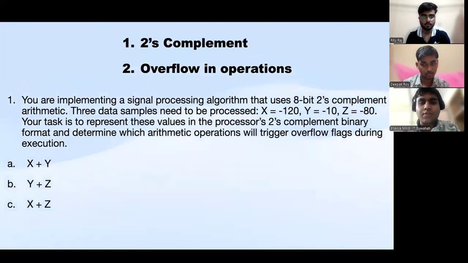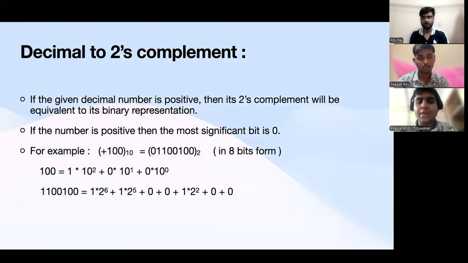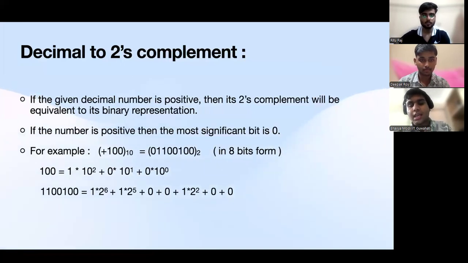There are three parts to this question, which are x plus y, x plus y plus z, and x plus z. So, first part of the question will be to convert all the three numbers to its 2's complement form, as we can see here. Decimal to 2's complement. So, let's cover some basics of the conversion. If the given decimal number is positive, then its 2's complement form will be equivalent to its binary representation. If the number is positive, then the most significant bit is 0. The most significant bit is the first bit. For example, plus 100 base 10 is equal to 01100100 in base 2. And this is in 8 bits form.